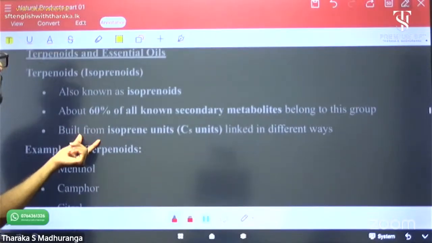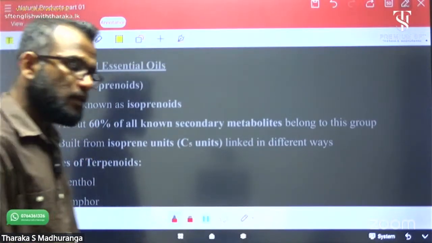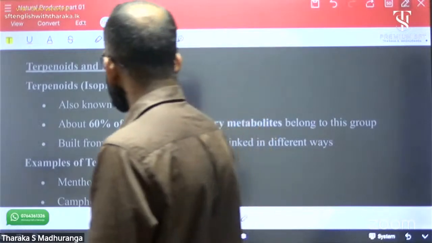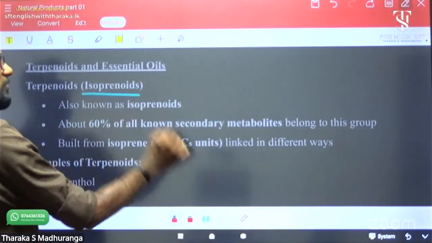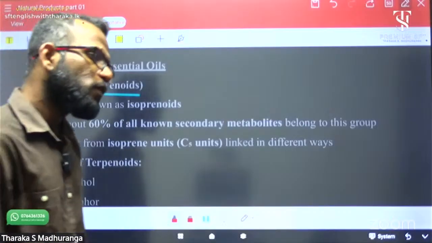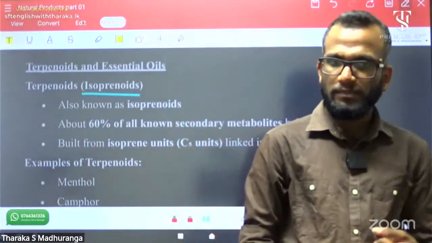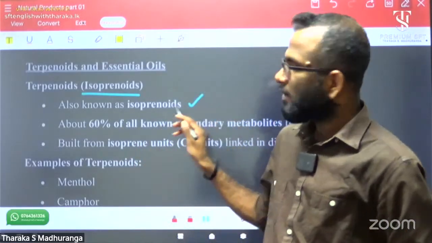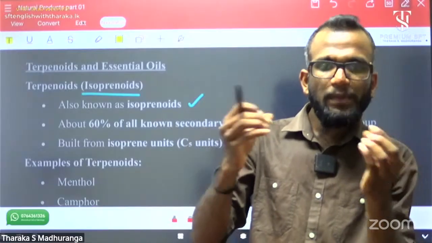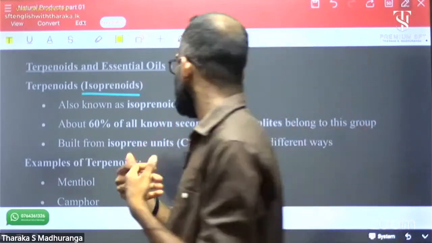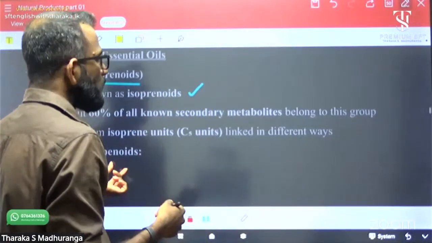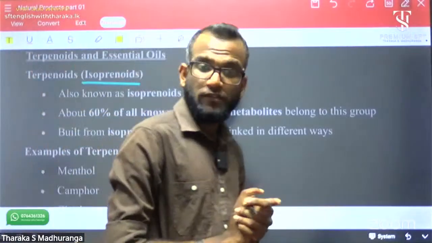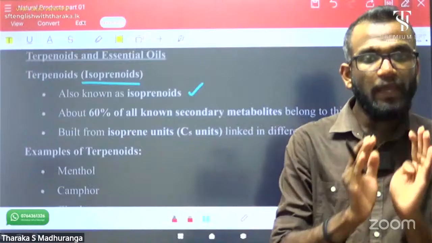Okay, let's move into our first type, terpenoid. Terpenoid we also call isoprenoid. Isoprenoid means it's a type of polymer, made by the combination of isoprene compounds. About 60% of secondary metabolites are in this group. Terpenoid is a main secondary metabolite group.